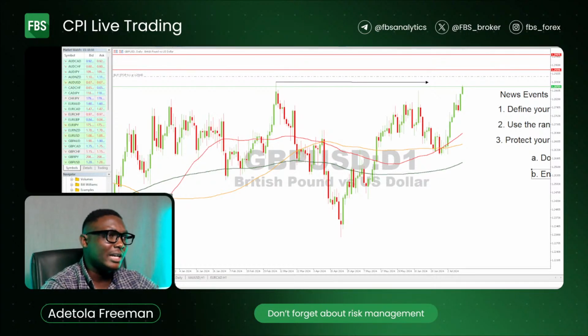Are we clear on that, guys? Does it make sense now? Please note that buy stop and buy limit are not the same. And the same way, sell stop and sell limit are not the same. Okay?